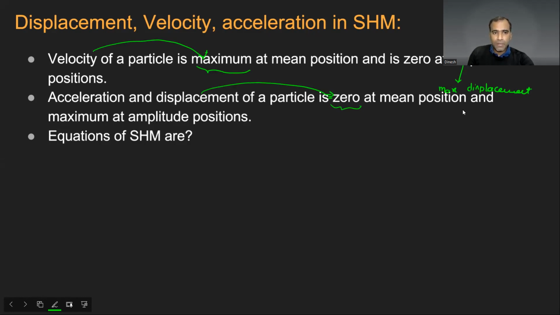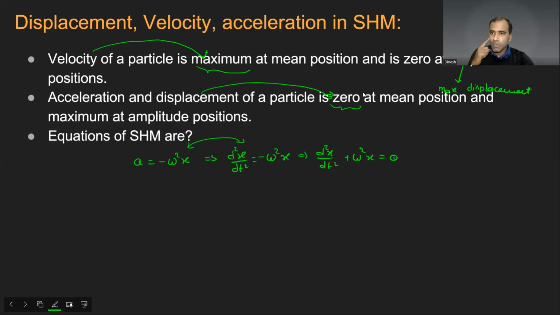What are the equations of SHM? We have written yesterday: a equal to minus omega square into x. This is one equation. We can also write this as d square x by dt square is equal to minus omega square x. Same equation, both are same. We are just writing it in a differential form. If you want, you can rearrange this as d square x by dt square plus omega square into x equal to 0.